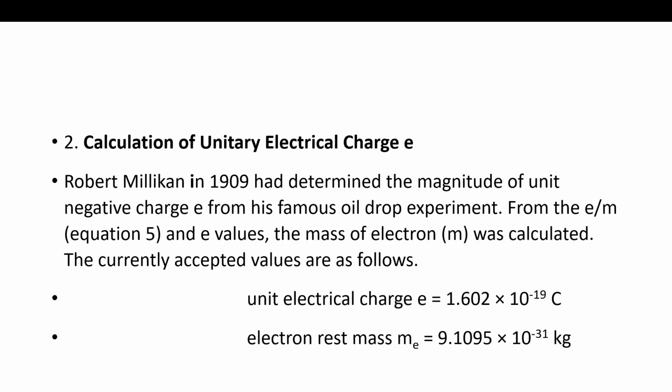Next, we proceed to how to calculate unitary electrical charge e. Robert Millikan did his famous oil drop experiment, and he was able to calculate the magnitude of charge e, as the presently accepted value is 1.602 into 10 to the power minus 19 coulomb, and electron rest mass is 9.1095 into 10 to the power minus 31 kilogram.